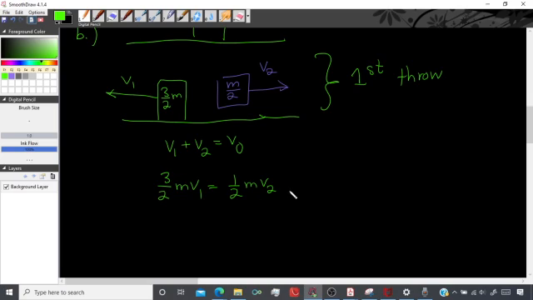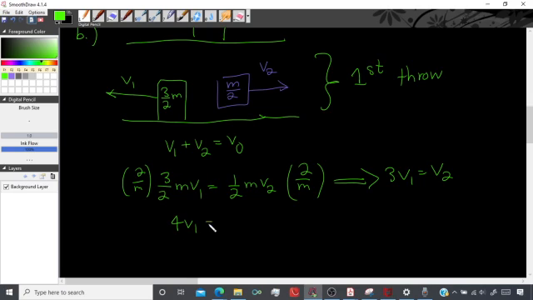And now to simplify this, we can multiply both sides by 2 over m. And if we do this, we get that 3v1 is equal to v2. Now if we plug it into this initial equation, we can see then that 4v1 is equal to v0. So v1 is equal to v0 over 4.